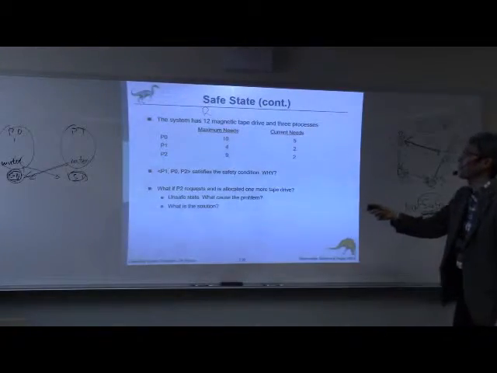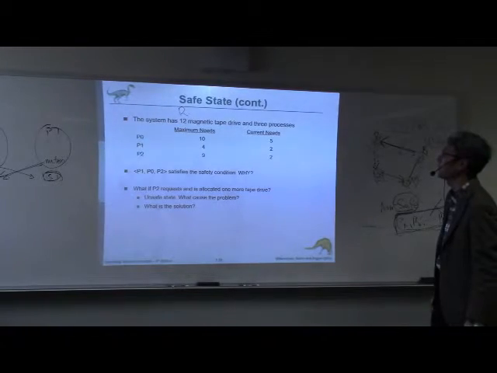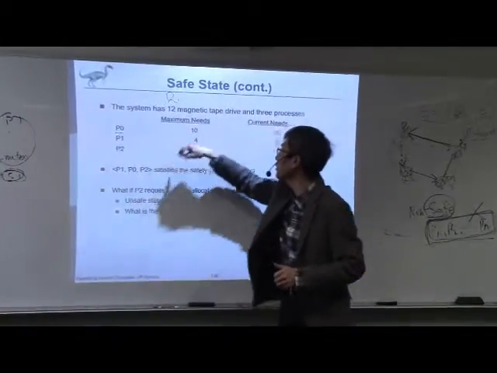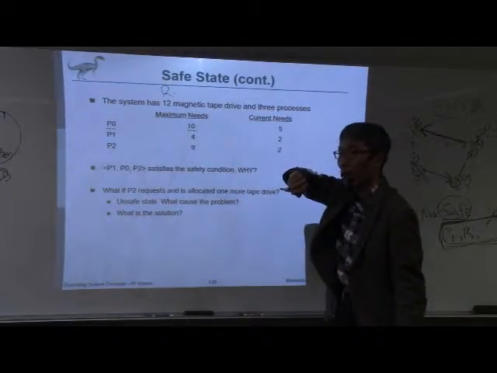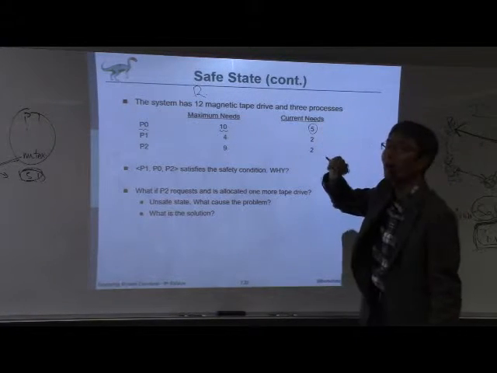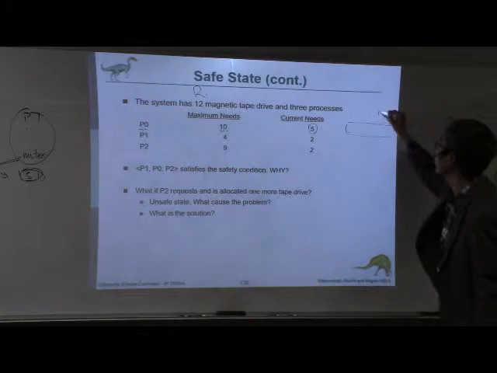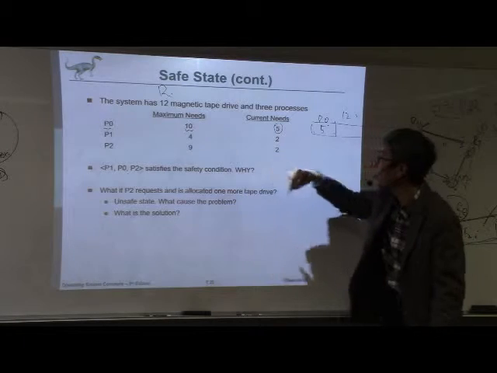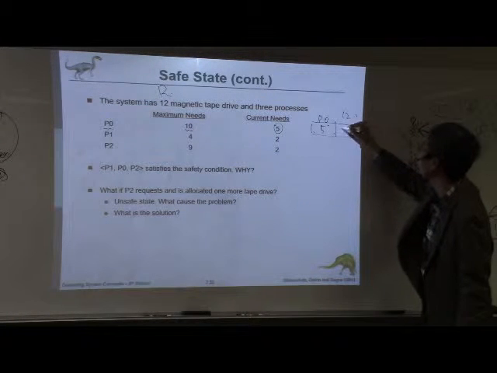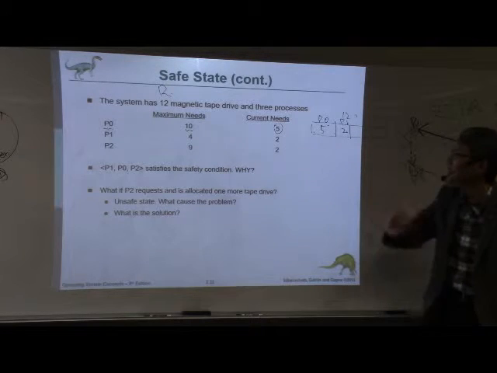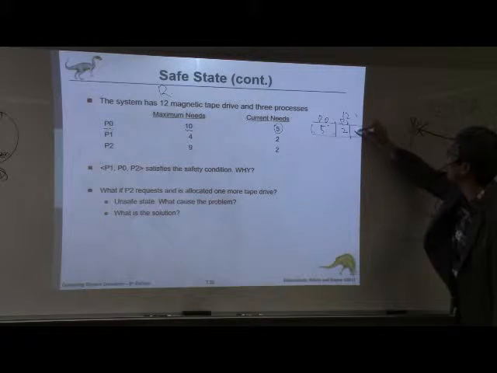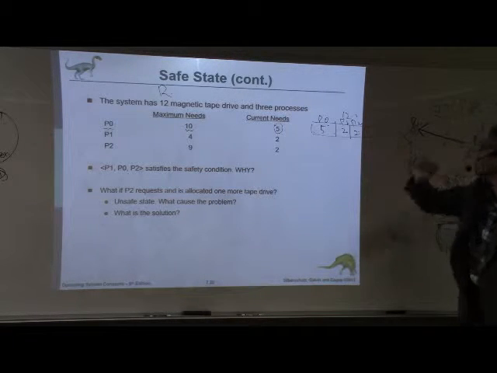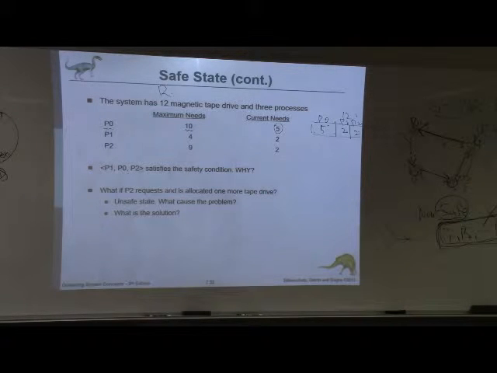So in this case, let's say we have 12 magnetic tape drives and 3 processes. The maximum need: P0 needs 10 magnetic drives, and currently 5 of them are used. So we have a total of 12 magnetic tapes, and 5 of them are used for P0. Similarly, P1 needs up to 4, but 2 of them are used by P1. P2 needs 9, and 2 of them are used by P2. And how many are available? 3 of them are available right now.